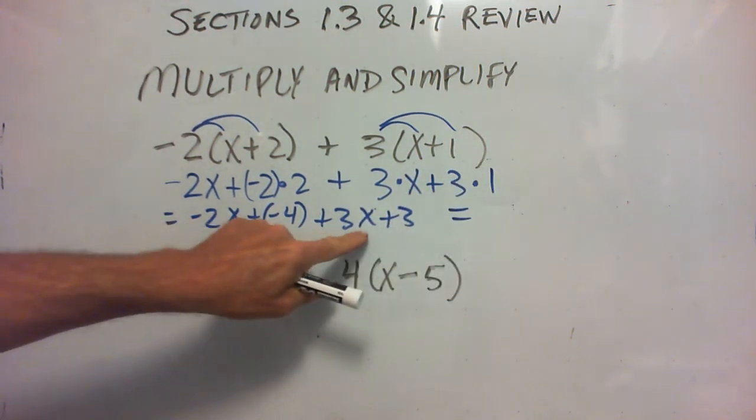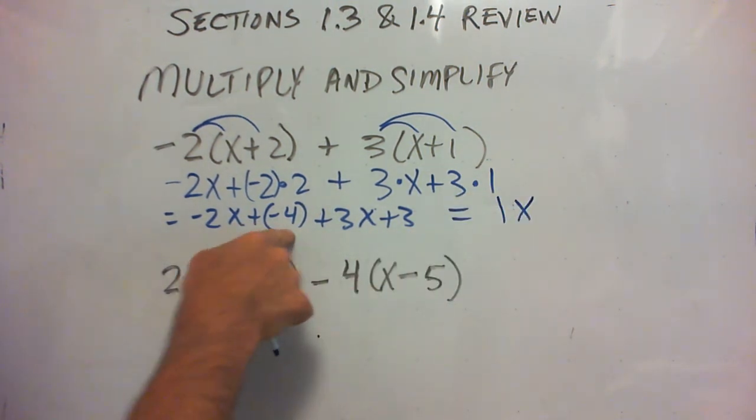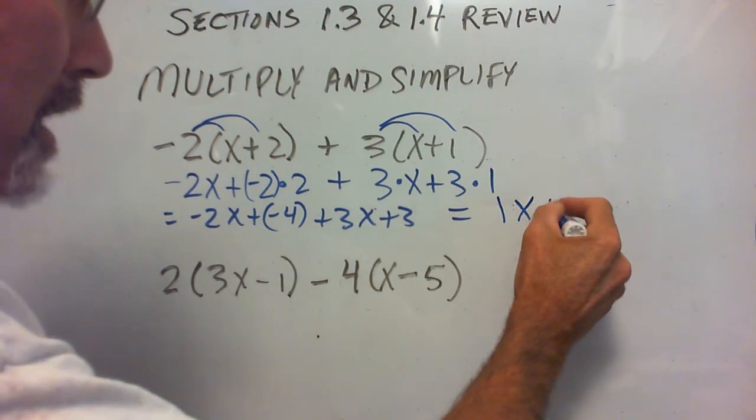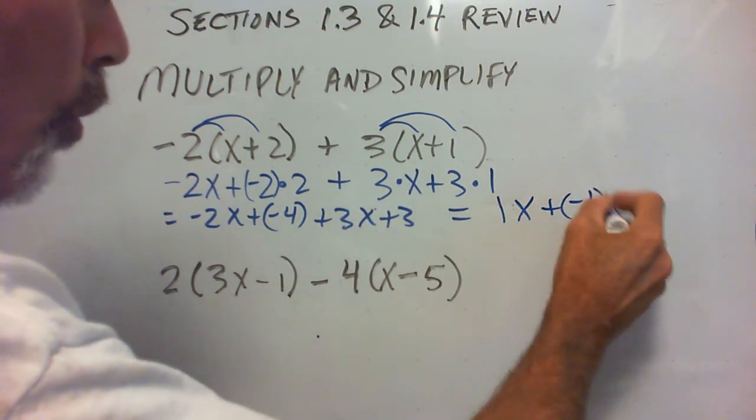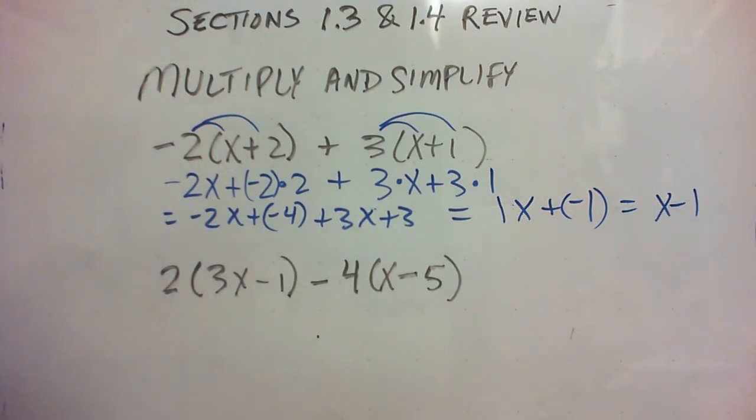Negative 2x's added to 3x makes 1x. Negative 4 added to 3 makes plus a negative 1. Or we can write this as just x minus 1.